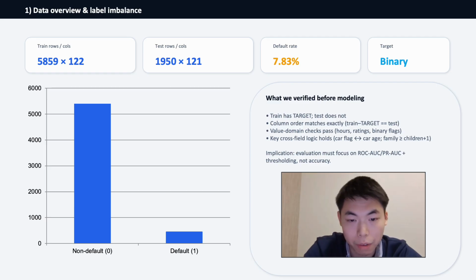After these checks, we confirmed that the repaired dataset we used was usable, and we also found the target was highly imbalanced. Only about 7.8% were default. This is important because in this kind of problem, accuracy alone is not enough.